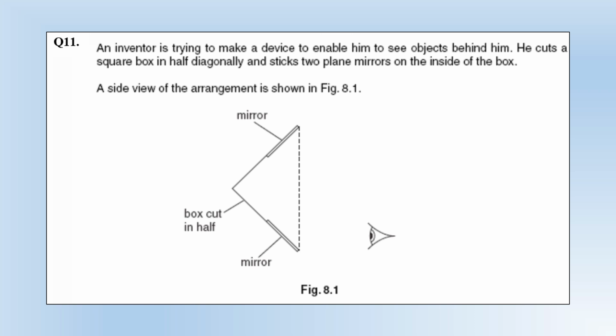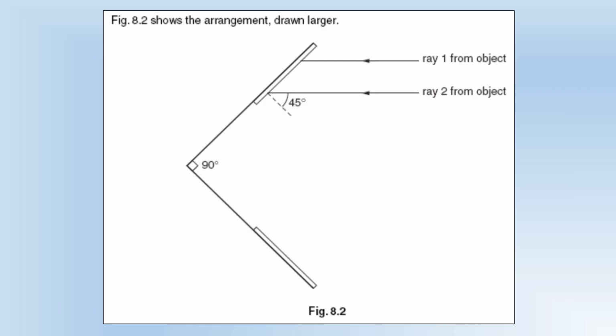An inventor is trying to make a device to enable him to see objects behind him. He cuts a square box in half, sticks 2 plane mirrors on the inside of the box. So we've got an arrangement here. Okay, so we've got it drawn in showing some angles now.